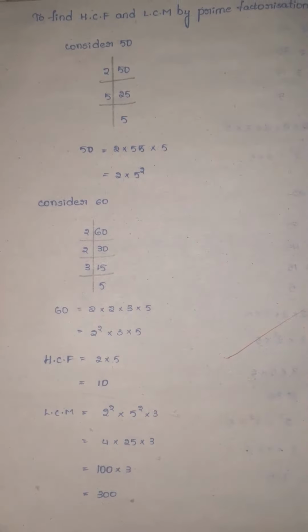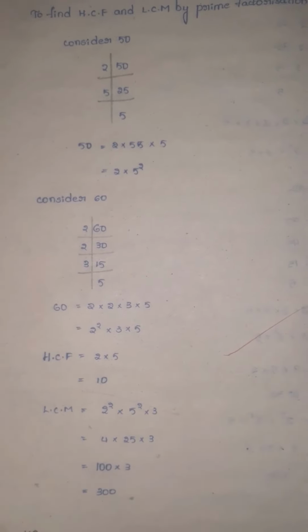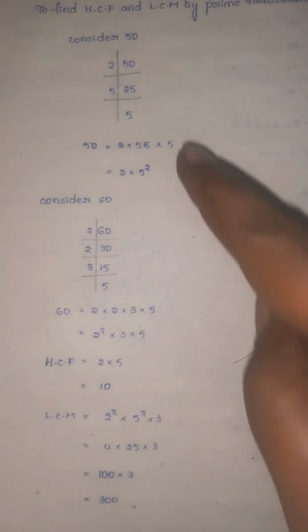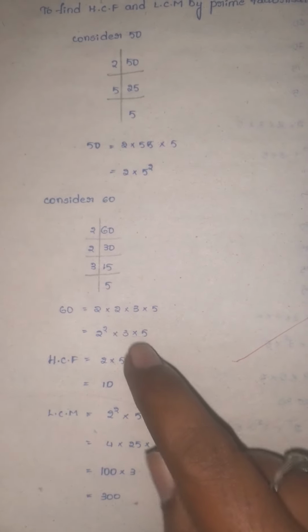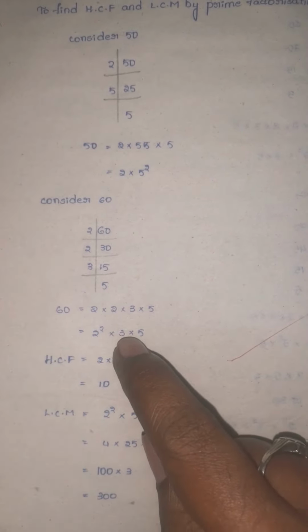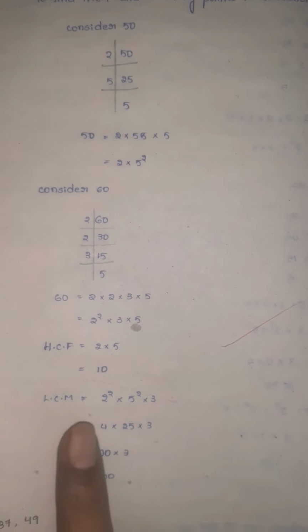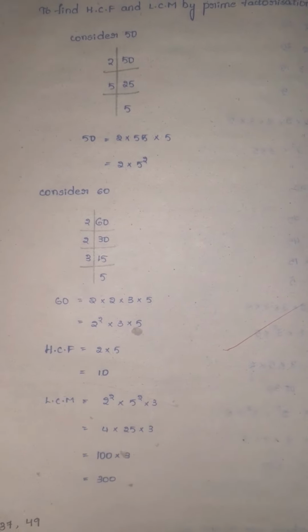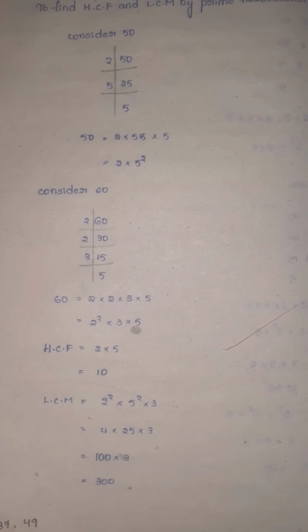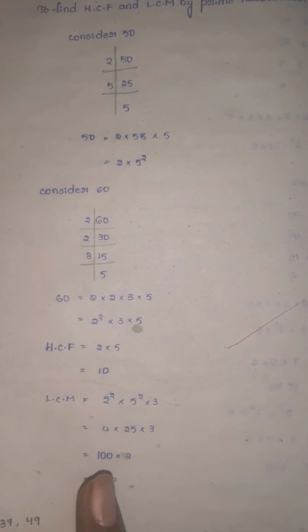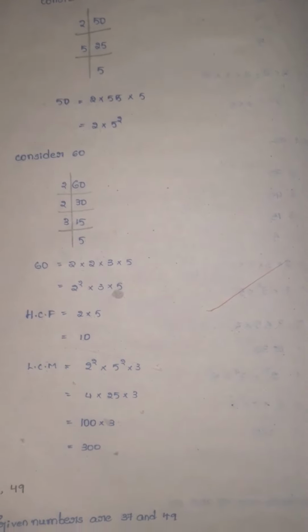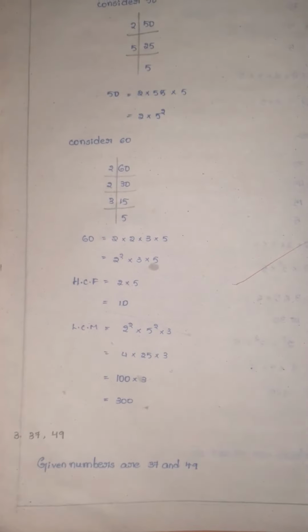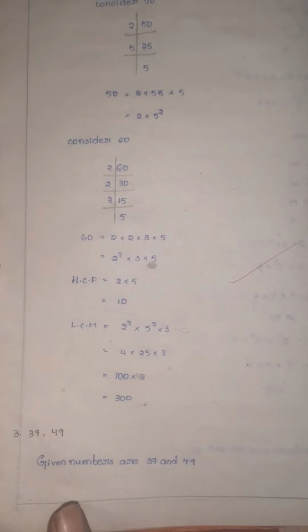Next LCM. All numbers with maximum power. In 2 and 2 power 2, what is the maximum power? 2 power 2. In 5 power 2 and 5, what is the maximum power? 5 power 2. Into all numbers I told, so we should write 3 also. 2 square is 4, 5 square how much? 25, and 3. So 25 4s are how much? 100. 100 into 3 is how much? 300.